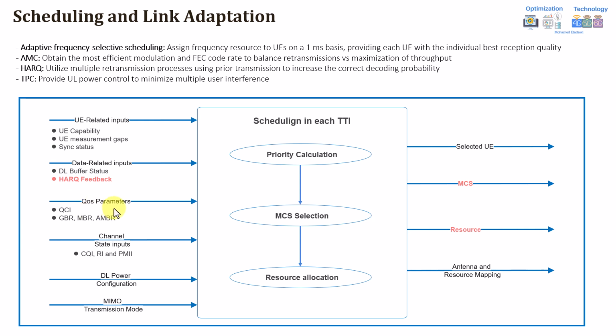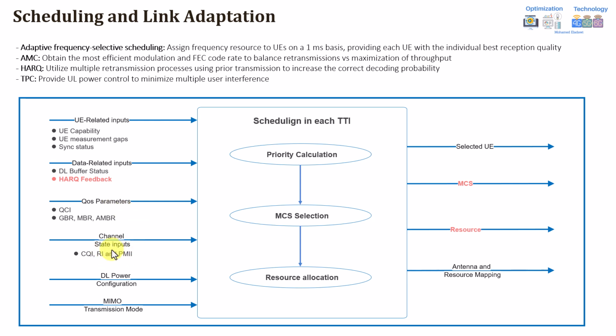Same, the network will differentiate between the services, for example, using the QCI. For example, QCI1 will have a different packet delay budget compared to, for example, QCI9 or 5 or 8. So these are overall quality of service parameters, not only the packet delay, I mean.